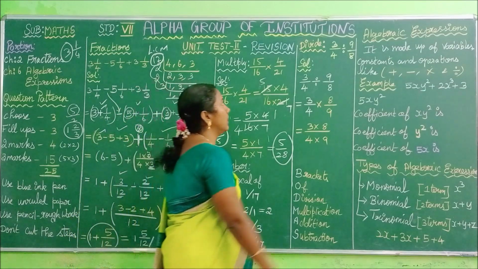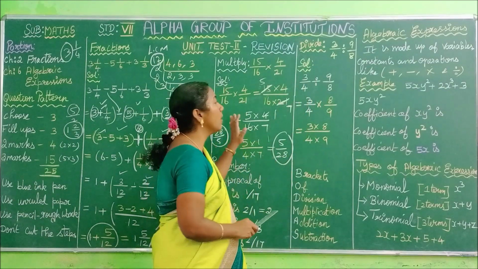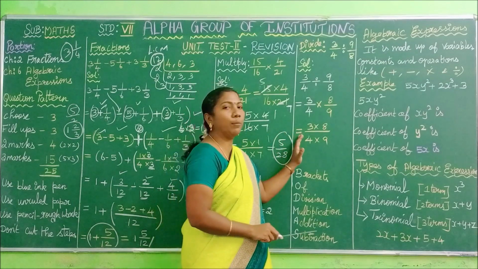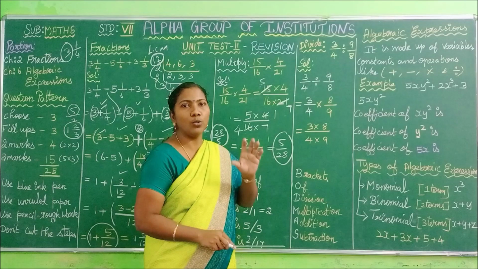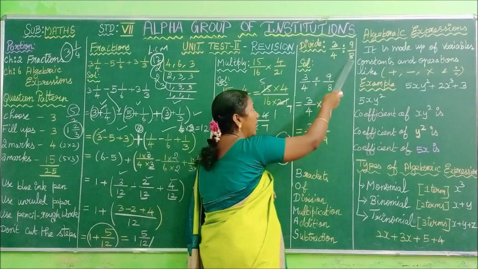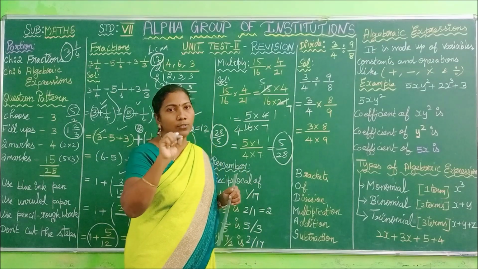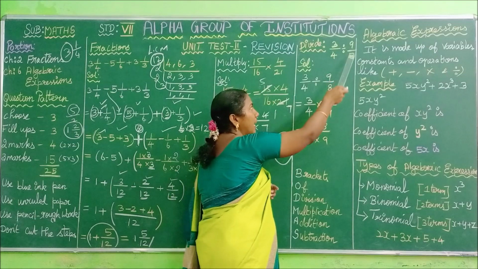Next we are going to see the concept of division. Already we have seen addition and subtraction and also multiplication. Next we are going to see an important concept, division of fractions. How can we divide the given two fractions? Let us see one example. 3 by 4 divided by 9 by 8. See here, children, the first fraction 3 by 4 is the dividend and 9 by 8 is the divisor.